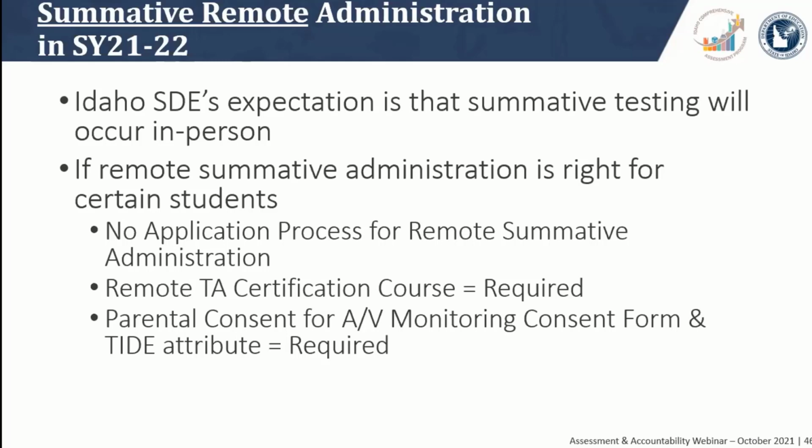First, there will be no application process for remote summative testing this school year. However, be aware that the Idaho SDE will be monitoring testing settings in TIDE and reaching out if necessary. Then, just like last year, the remote TA certification course is required for all TAs that will be administering a summative test to remote students. Additionally, the parent consent for AV monitoring consent form and TIDE attribute will both be required for students that will take a summative test remotely.